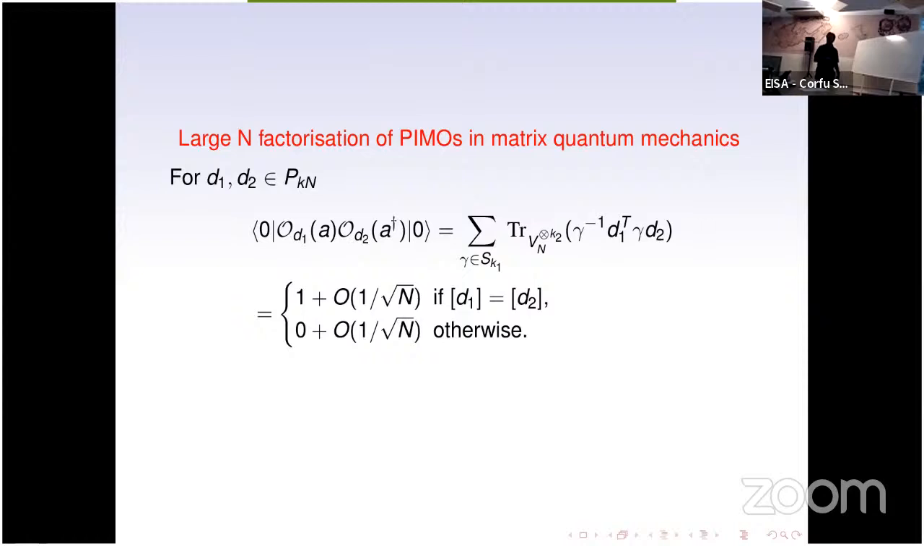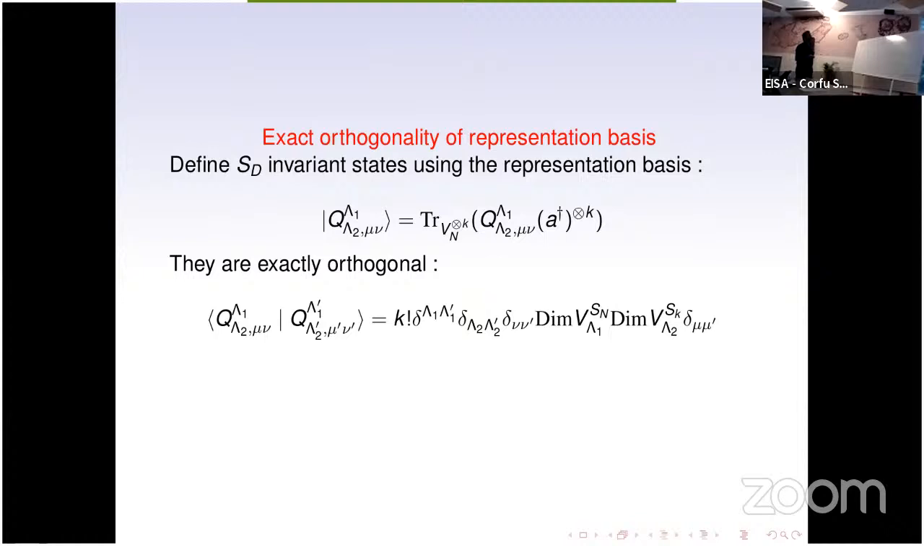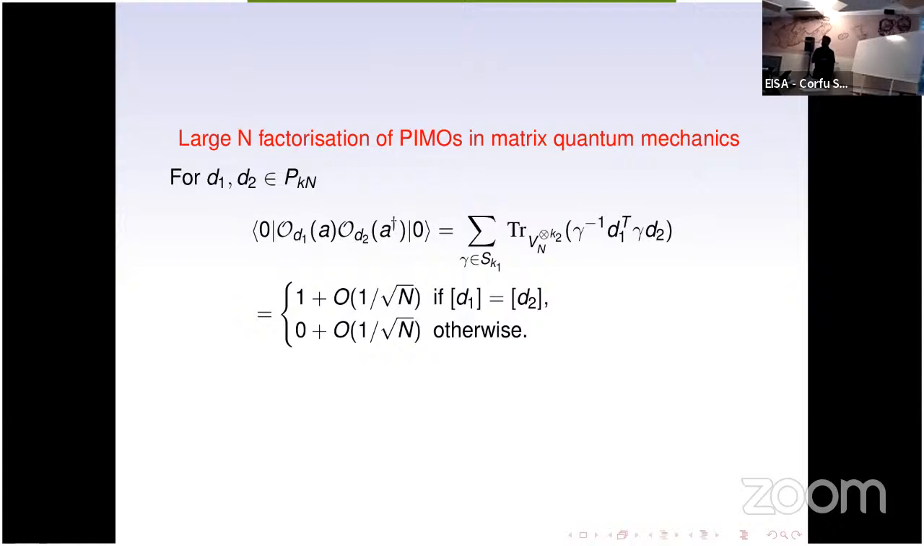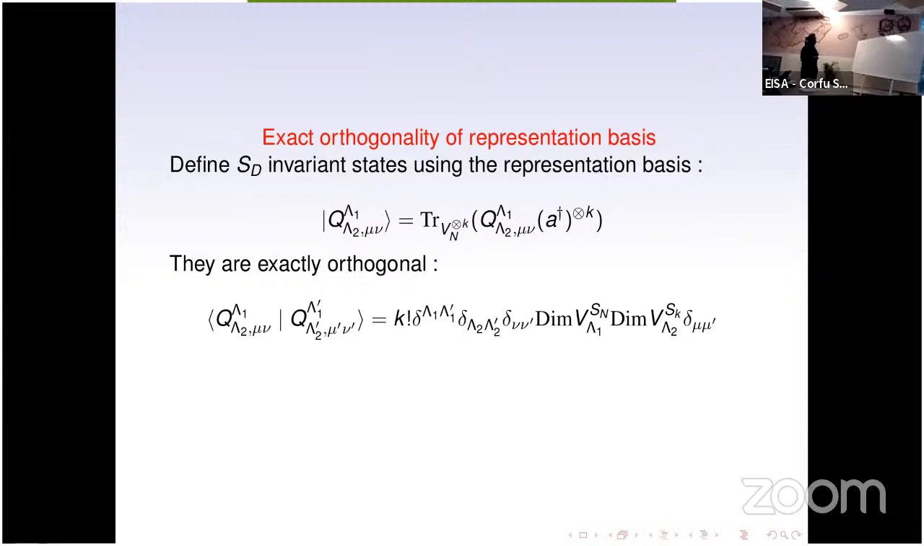Also, this inner product is just coming from the simplest matrix harmonic oscillator. These Q projector-like elements, you can also contract them with a dagger to the power k and build a quantum state. Here you had an approximate large n orthogonality, but here you get an exact orthogonality. So all these labels for Sn and Sk have to be equal for this two-point function, or this overlap, to be non-zero, with delta functions there. And there's a normalization that can be computed. So orthogonality of the basis and large N factorization both hold in this case.